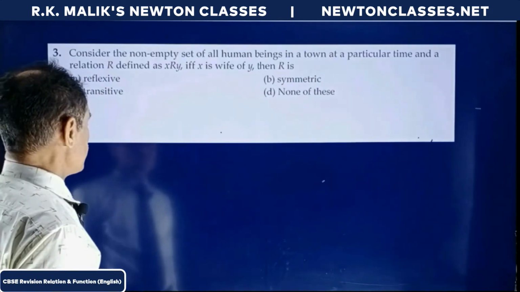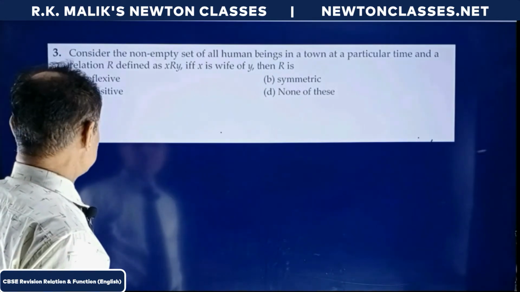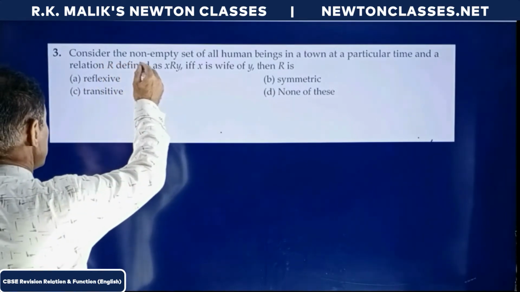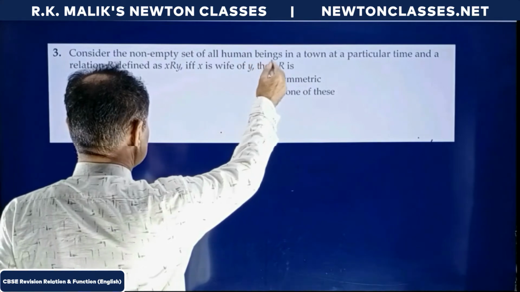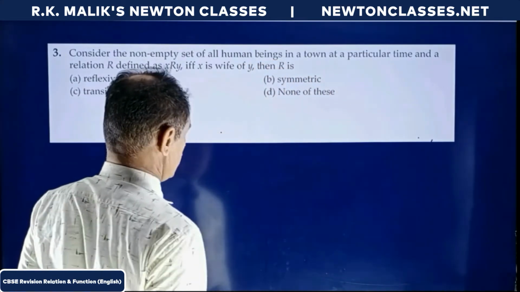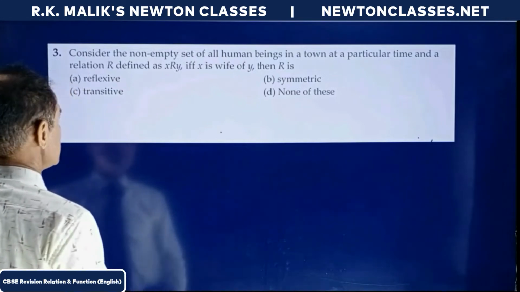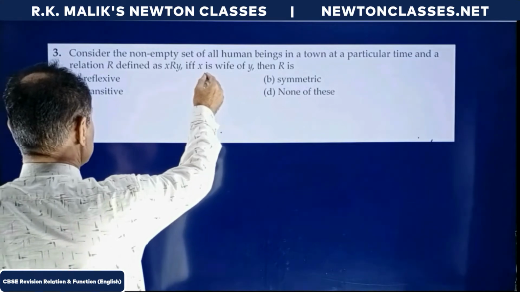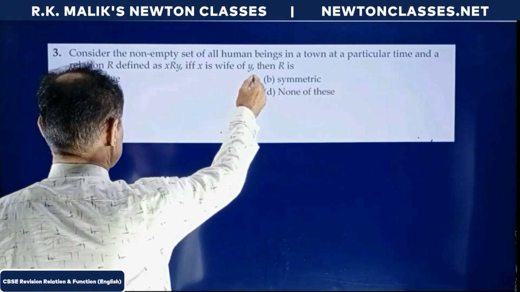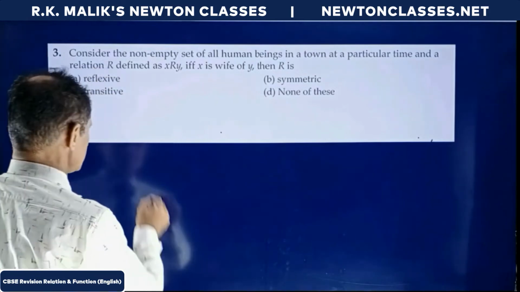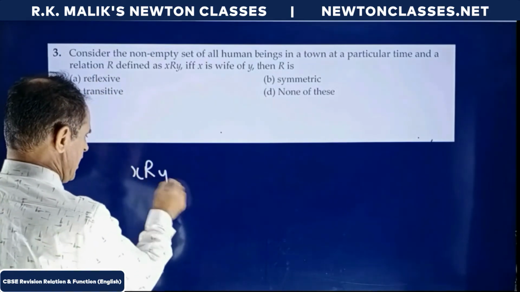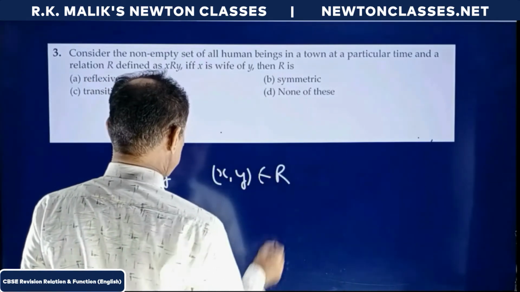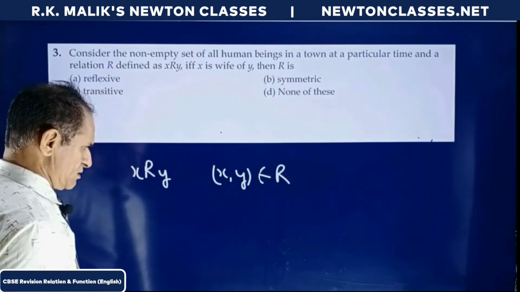And again, this question I have taken from a CBSE sample paper. In this question, it is given: consider the non-empty set of all human beings in a town at a particular time, and a relation R defined as XRY if and only if X is wife of Y. Then R is... First thing you must know is that XRY and (X, Y) belongs to R are the same thing.